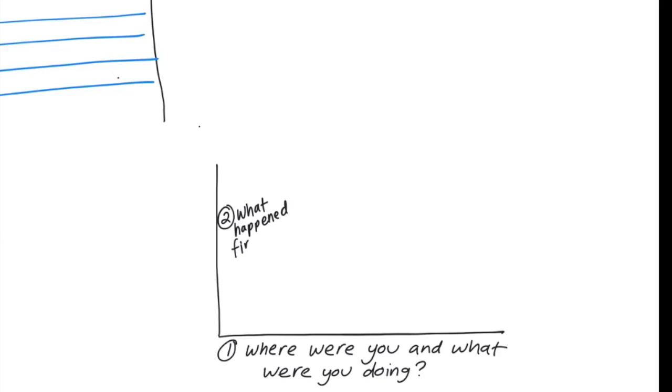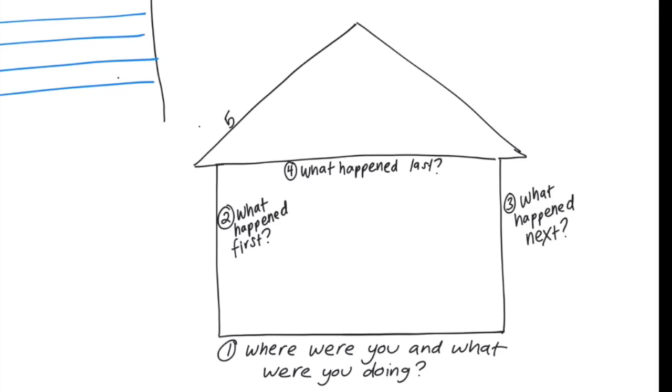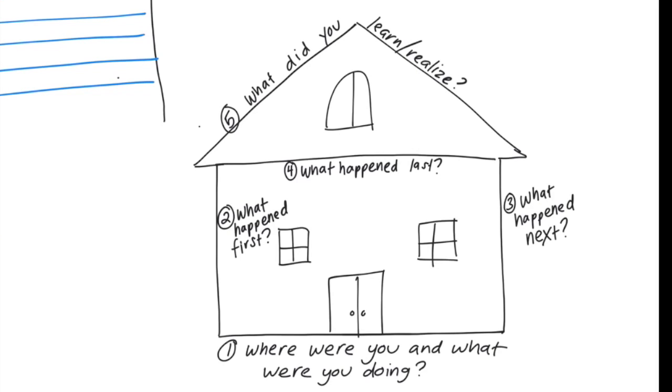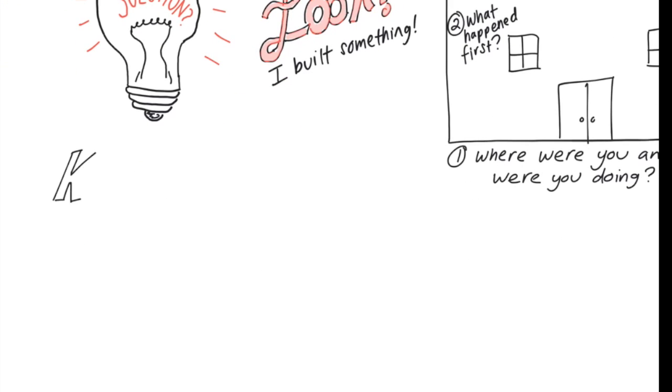Second question, what happened first? The third question, what happened next? The fourth question, what happened last? And the final question is, what did you learn or realize from this moment? Take a step back and look at the 5 sentences that you just wrote about your memory. If you really look at it closely, you have a little mini essay because you used a structure.